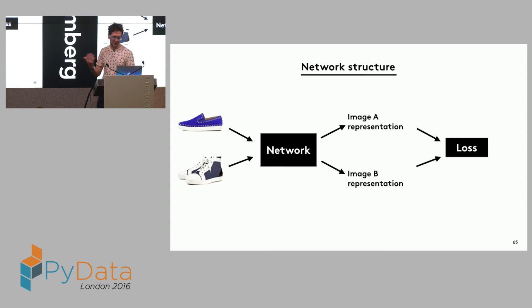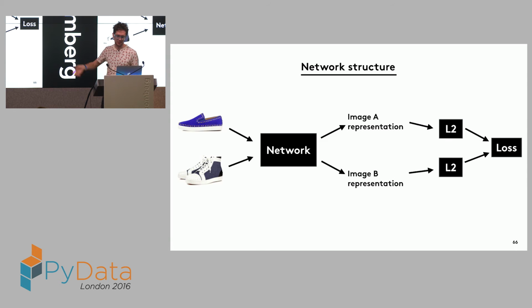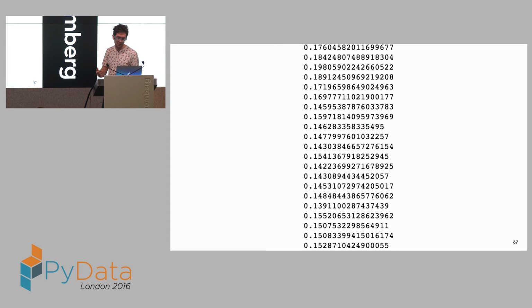So I went back to my network, and I chucked in the L2 normalization. It's fairly simple. It's just a step you do in the middle, and you can still backpropagate through this, so it's fine. And it sort of does something weird. It kind of means that all the losses are smaller, but they hardly move.